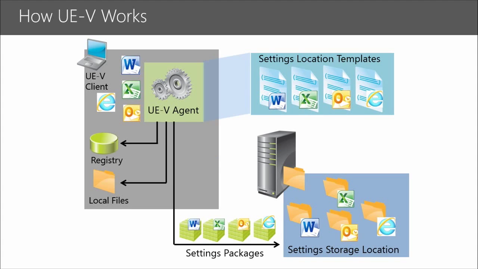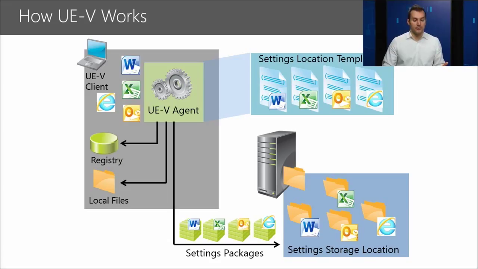Now look at the slide here. In the upper right-hand corner, we see, for example, they have created 4 settings location templates, one for Microsoft Word, one for Excel, one for Outlook, and one for Internet Explorer. So the idea being that if the user goes from a physical machine to a virtual machine or just any other device, these settings can follow them around.